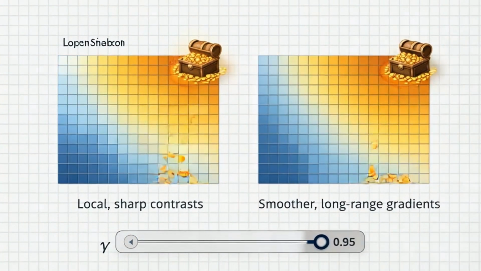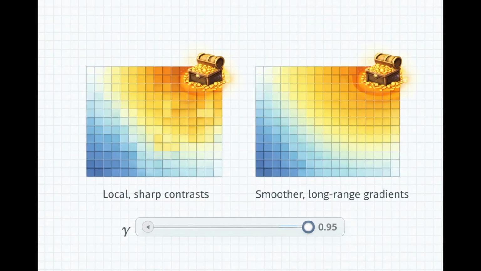Low gamma makes the values focus on immediate rewards. High gamma makes them care about distant outcomes. When you change gamma, you're changing how far into the future the policy evaluation looks.